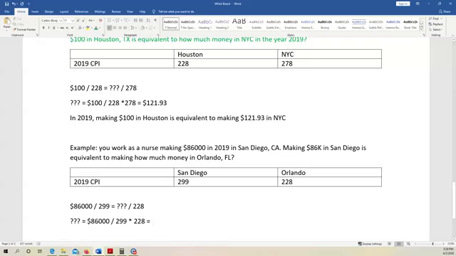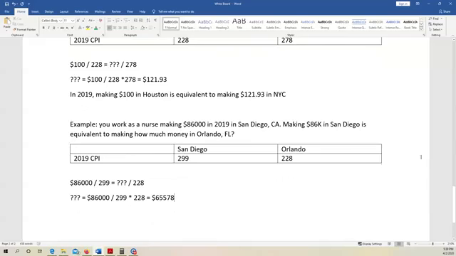The answer is, let me round it to an integer. So here, this is the answer. So that means if you work as a registered nurse in San Diego, right, making 86K in San Diego is equivalent to making how much money in Florida? Is equivalent to making roughly 66K. So you see the huge difference, right? Why? Because everything, I won't say everything, on average stuff is cheaper in Florida than California, particularly San Diego.